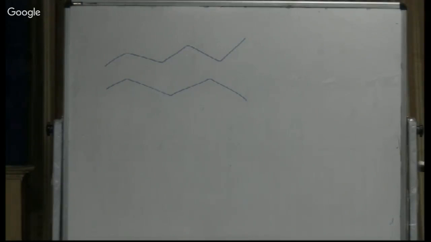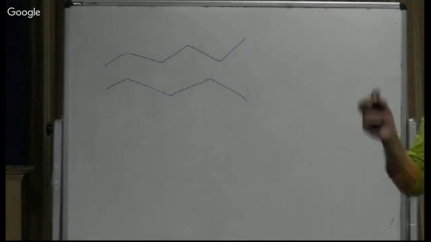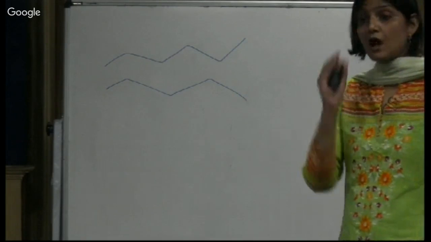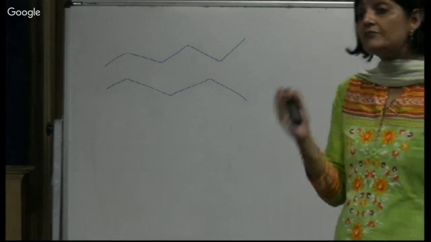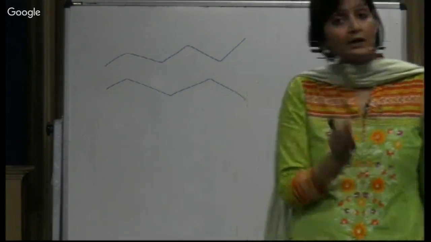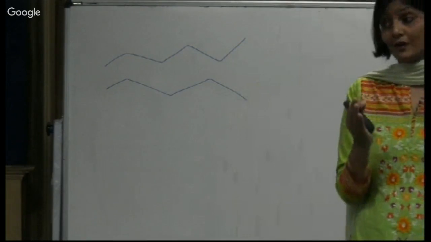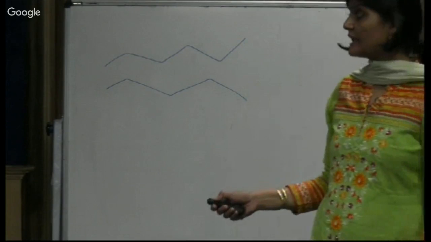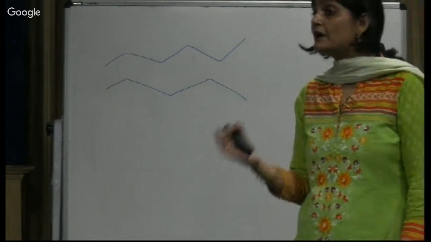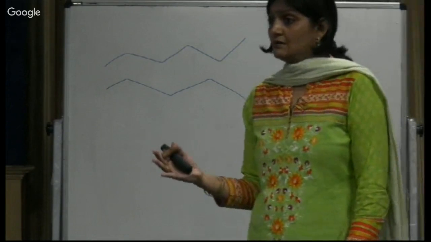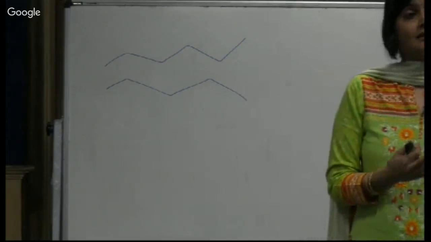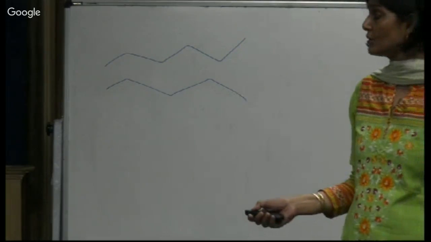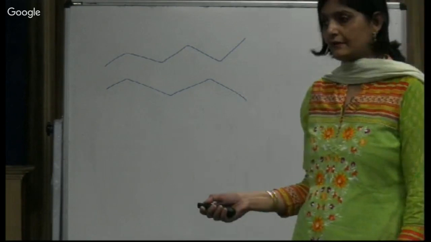Coming on to their solubilities, there is a golden rule that you have to always remember when you talk of solubility of organic compounds, and that golden rule is like dissolves like. It means if you have a non-polar organic compound, it will dissolve in non-polar solvent. If you have a polar organic compound, it will dissolve in polar solvent. Now, alkanes are non-polar, so they will not dissolve in a polar solvent like water, whereas they will be freely soluble in non-polar solvents like benzene, chloroform, carbon tetrachloride, etc. Right?